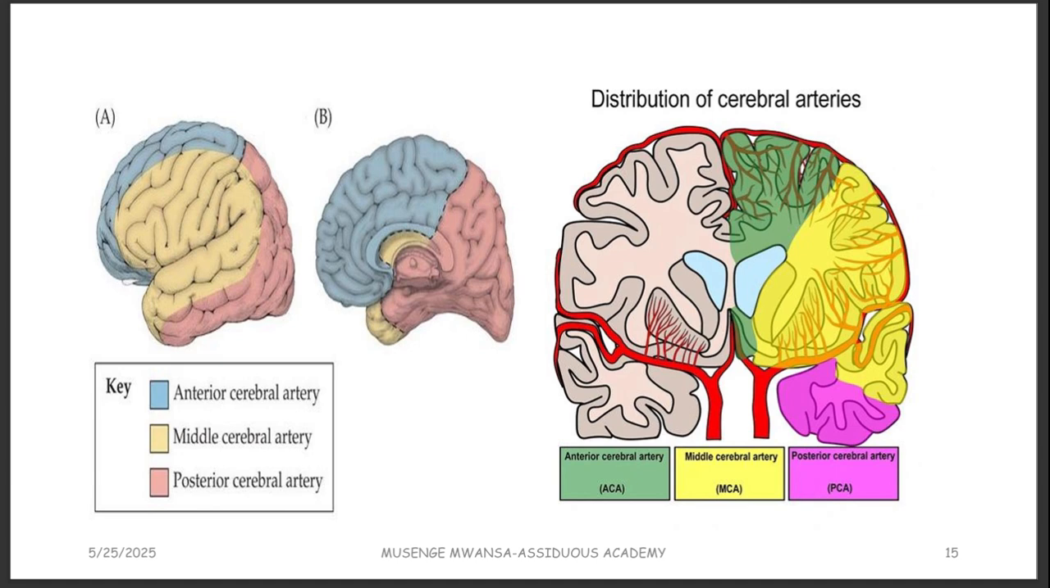Okay, so it's the lower limb. I just didn't include the picture for the homunculus, but the medial part here is what controls the lower limb, the part which is supplied by the anterior cerebral artery. So if there's an injury to the anterior cerebral artery, it means that the lower limb is going to be affected. Is that okay?